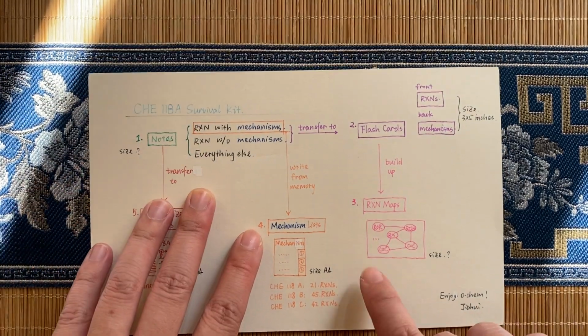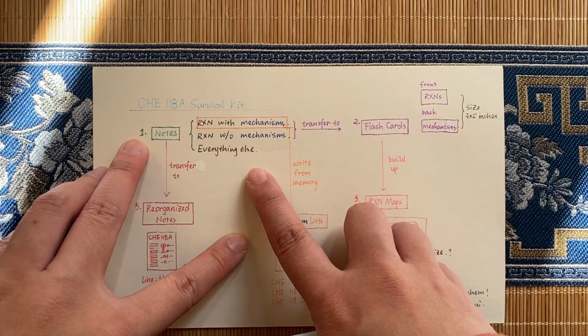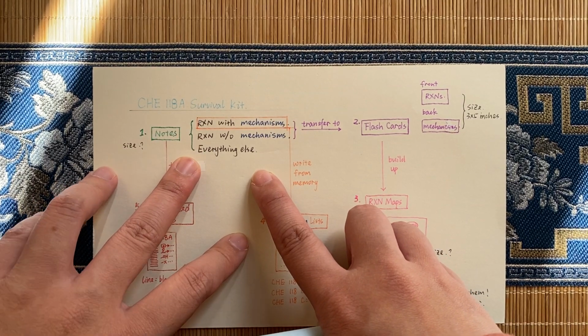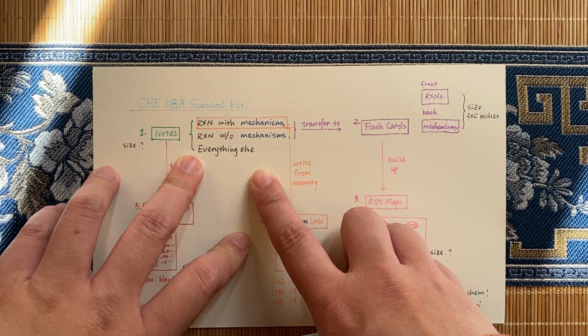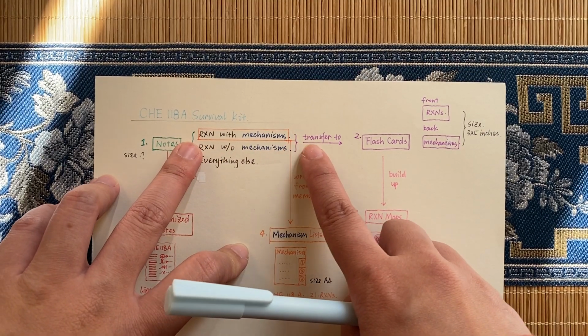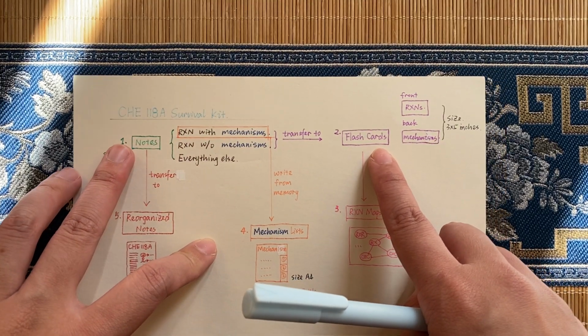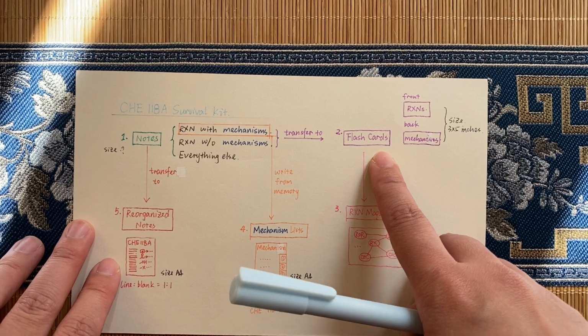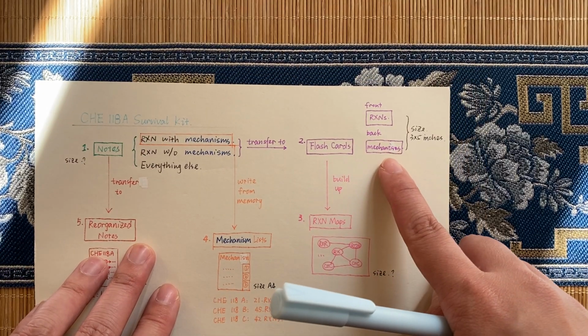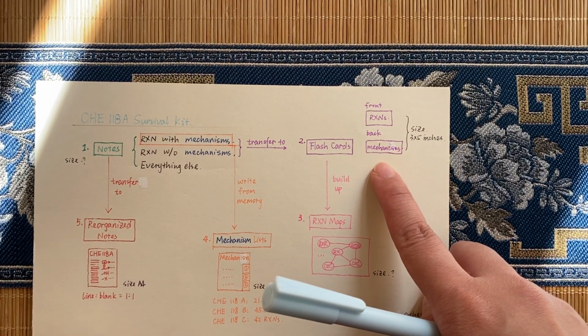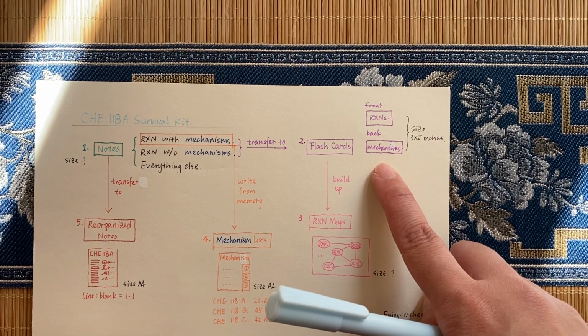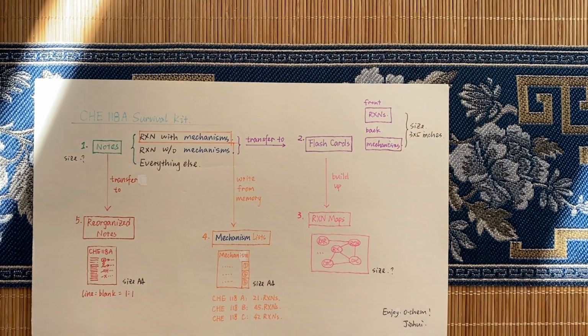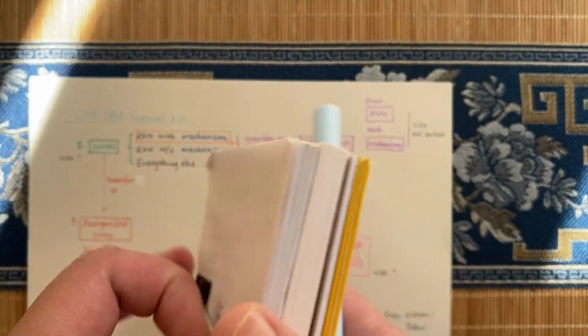Okay, so after we divide all the notes we take into these 3 classes, for reaction with mechanism, we're going to transfer them into a flashcard. So that's the second thing I will show. I did see some of my students use flashcards in the way that they have reactions in the front and a mechanism in the back. Later we'll show parts of mine.